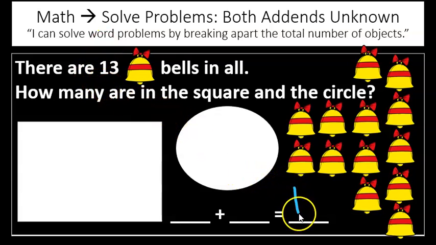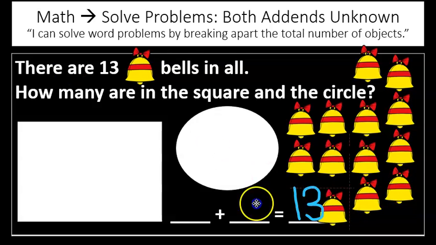13. Good job. So you're going to write 13 as your total there, just like how I did. Now we have two addends that are unknown here. This is where the square and the circle are going to help us, okay? Now, like I said, there's lots of ways to do this, but as long as you put your bells in both, you're going to have an addend that will equal 13, okay? Now watch your screen. Let's do it like this. Ready? Here we go now, okay?